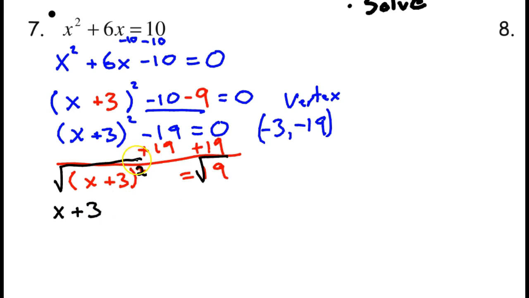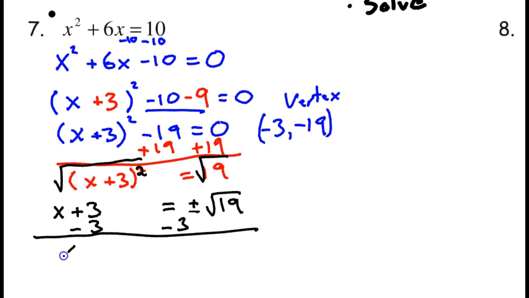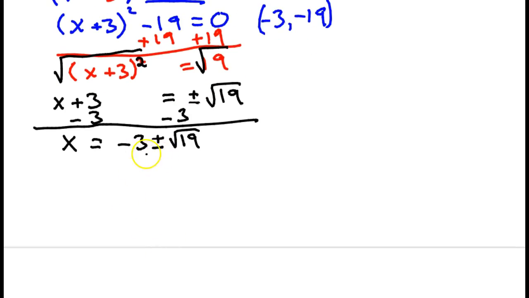x plus 3, because the square and the square root, in a sense, cancel out, right? But then I'll get two answers, plus or minus square root of 19. And then I can subtract on both sides, and I have my two x-intercepts. So my x-intercepts are going to be negative 3 plus square root of 19, right? And negative 3 minus square root of 19. So there's two answers there. Okay, this is the exact form.